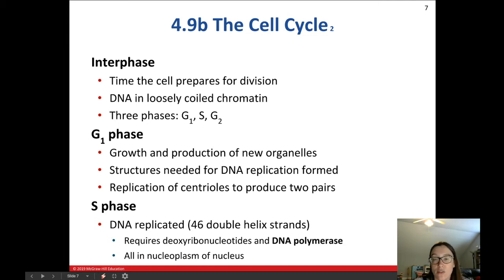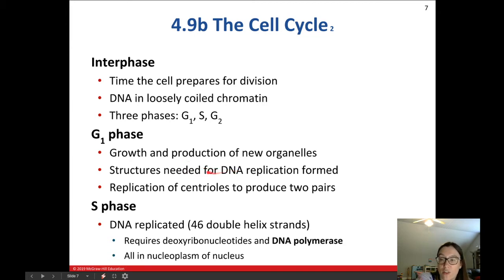There are 3 phases in interphase: G1, or GAP1 phase, S, or synthesis phase, and G2, or GAP2 phase. The G1 phase is first, and this is when we have growth and production of new organelles, because we're going to be taking one cell and splitting it into 2 cells, so we need double the amount of organelles that it had before. We also need to grow its cytoplasm.